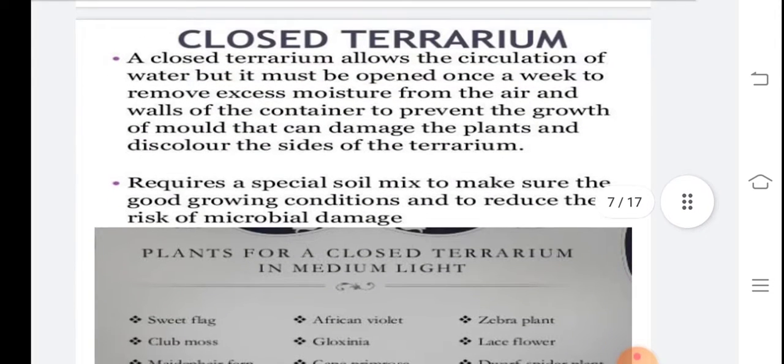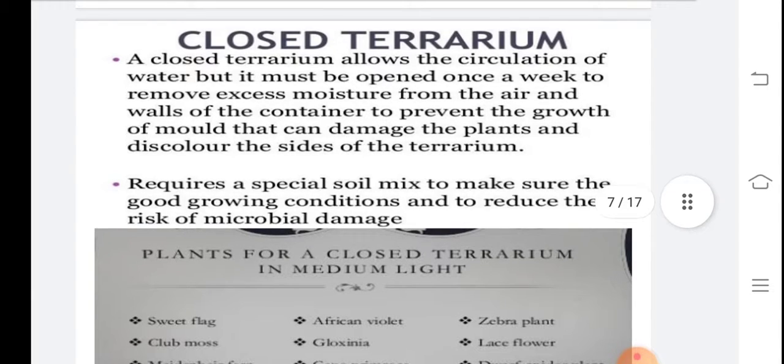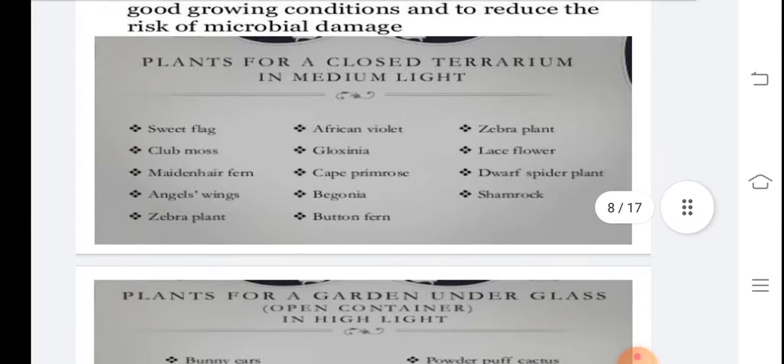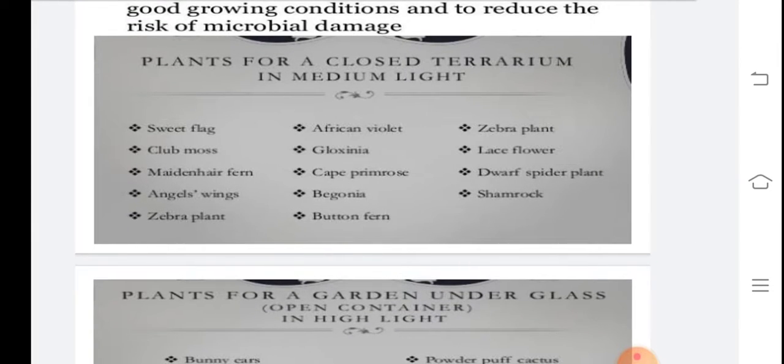Next, the closed terrarium, as it shows, is generally opened weekly for some time to remove the excess moisture from the air, to avoid damage or fungal infection, which is called mold. So it is kept open for some time, but it is a closed terrarium. The plants in this one are different: sweet flag, club mosses, zebra plant, African violet, and begonia, right?